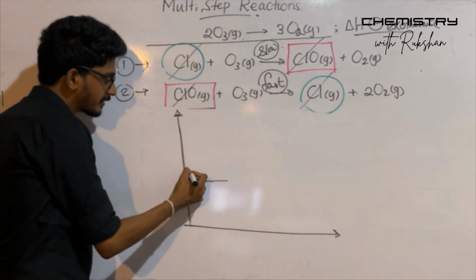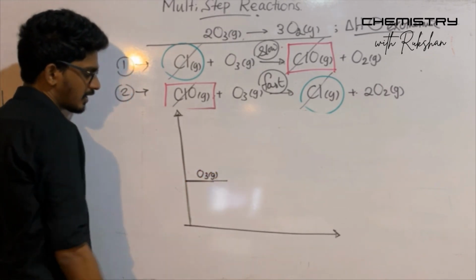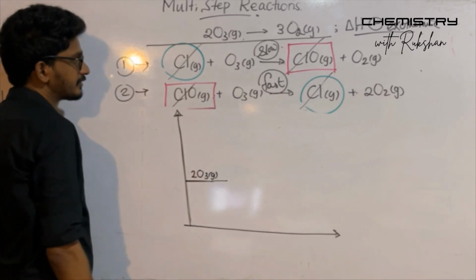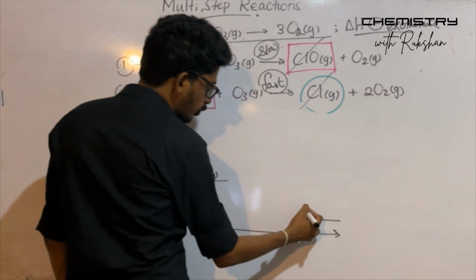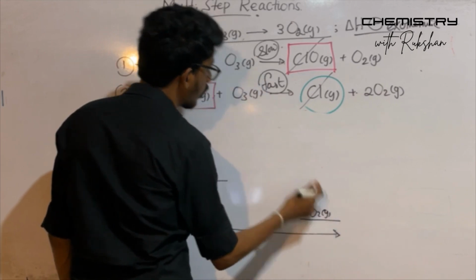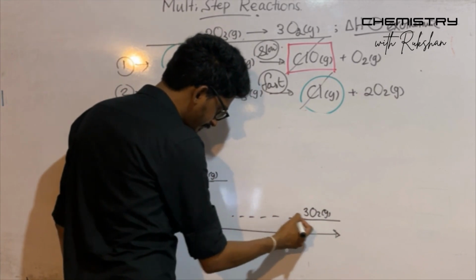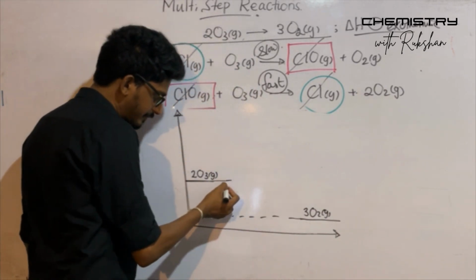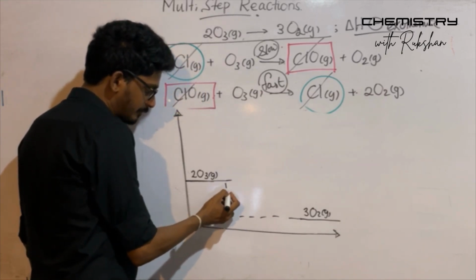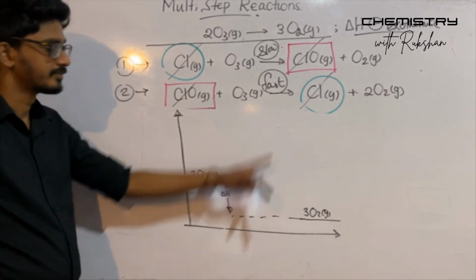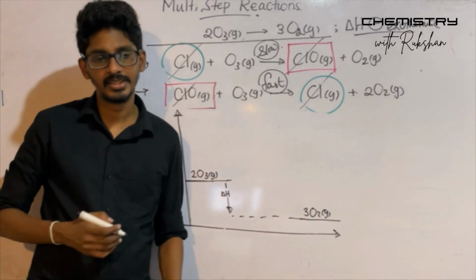The starting point is with the O3 gas, 2O4 gas, and the end point is with 3O42 gas. This is the overall reaction, right? That should have an exothermic enthalpy change, delta H is minus, right? This is how we draw an exothermic energy profile.